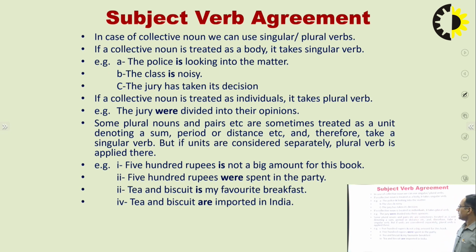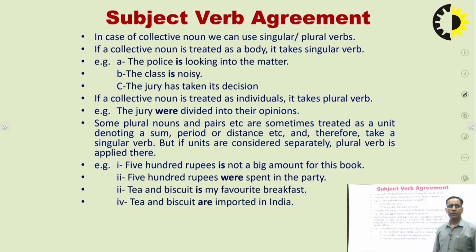Now, the next rule: some plural nouns and pairs, etc., are sometimes treated as a unit, denoting a sum, period, or distance, and therefore take a singular verb. But if the units are considered separately, again, both rules are similar. Whenever we are talking about a sum, period, or distance, if it is taken as a unit, we take a singular verb. For example, 500 rupees is not a big amount for this book, or 10,000 rupees is not a big amount for this mobile. It is the amount, a unit, so we are using a singular verb. But we can say that 10,000 rupees were spent in the function, or 500 rupees were spent in the party. Now we are not talking about the amount, but separately, on different things they were spent.